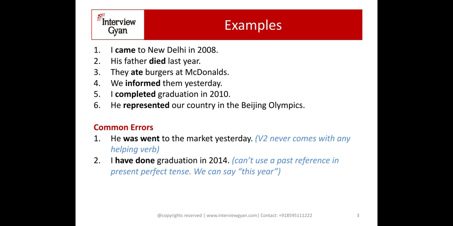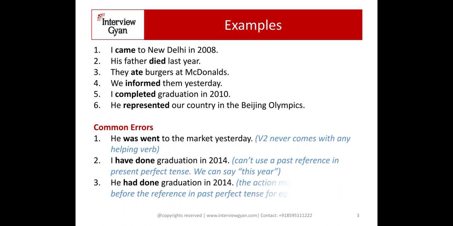Let's see the common error number 3. Okay, we have "He had done graduation in 2014." Once again, we need to understand that the moment we have a perfect tense, this one is past perfect tense. So in case of perfect tense, the reference that we have is always in the perfection. For example, we can have "before 2015," means the action would happen before the reference. It cannot happen on the reference. So we cannot say "in 2014." We can say "before 2015." That will work in this sentence. We'll discuss this further in the next part.